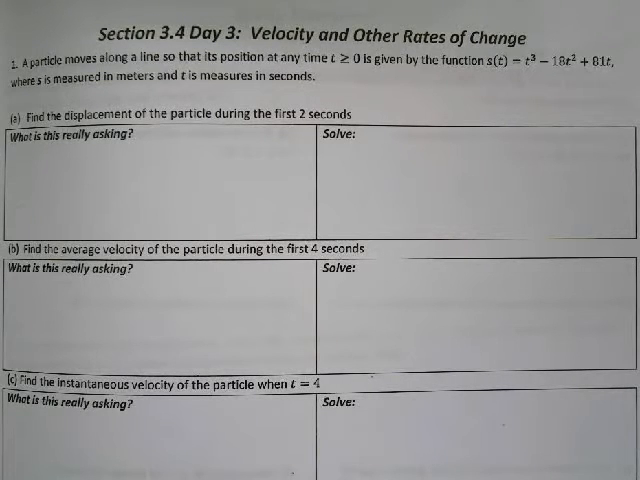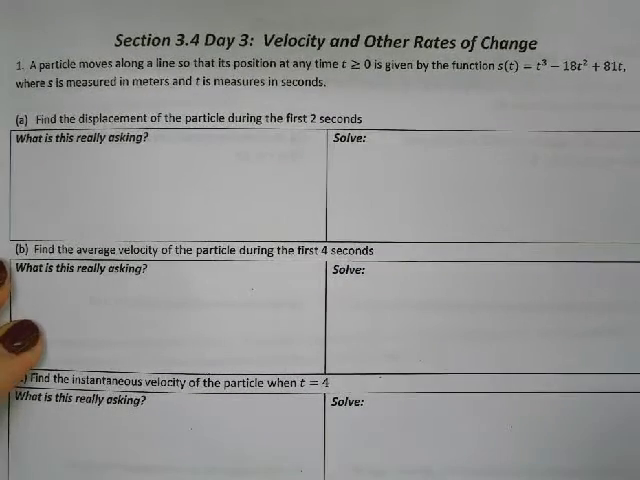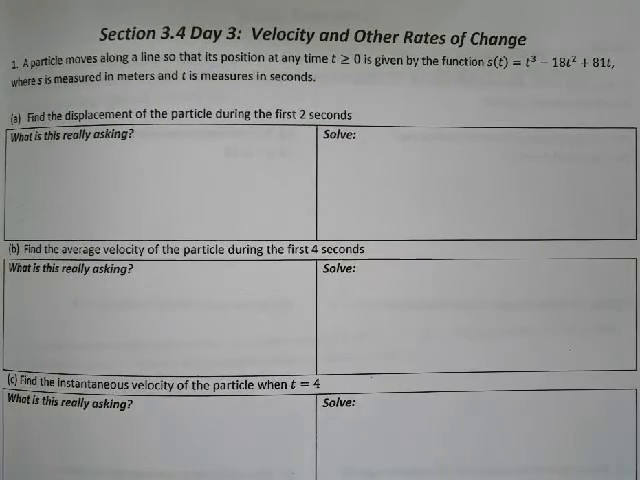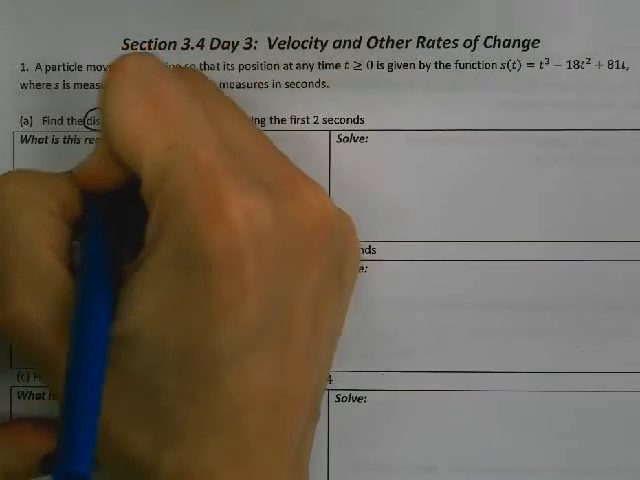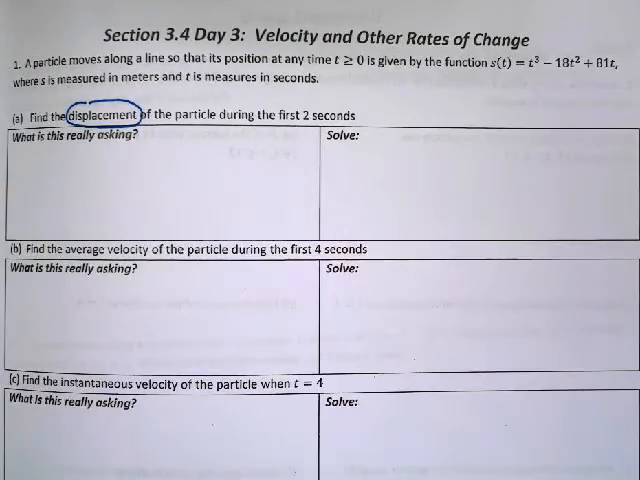So for this first part, this whole first page on page 55, we're given the position function for a particle that's traveling along a line, and it's a pretty basic polynomial function, so it'll be nice and easy to differentiate when that time comes. We're told that the position is measured in meters and the time is measured in seconds. The first thing they're asking us to do is find the displacement of the particle during the first 2 seconds. So our key here is displacement.